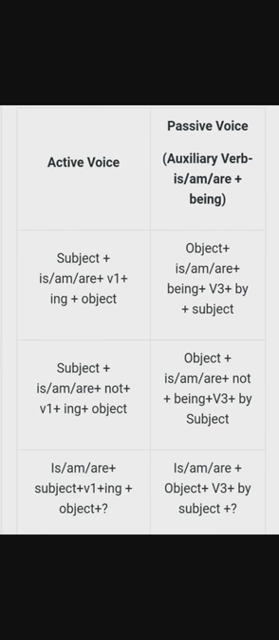Similarly, if it is like this, subject plus is/am/are plus not plus verb first form plus ing plus object. Similarly, is/am/are will remain the same. Not will be introduced. Being will be introduced. My dear children, being is there. The third form of the verb, I am saying, will be there in every form. Then by, then subject. Similarly, is/am/are plus subject plus verb first form plus ing plus object. So is/am/are plus object plus being plus third form of the verb plus by plus subject. Let's read the examples.